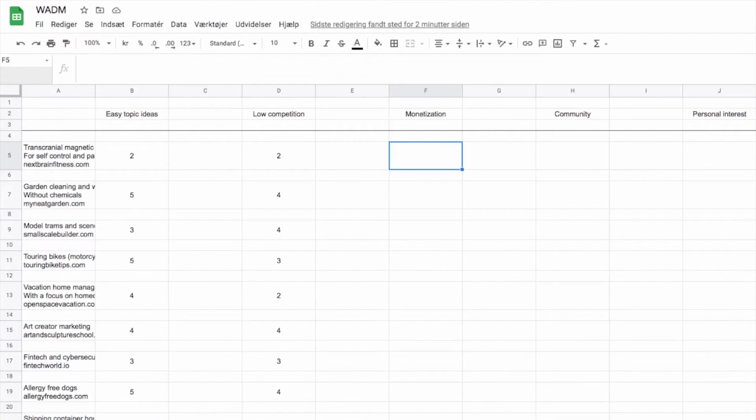But maybe doing a course on it is going to be difficult. So I'm not going to give it a 5, even though the product seems to be good and a very good price. I'm going to give it a 4 anyways, because I know there is going to be something about it. Gardening is definitely going to have a 5. You can do pressure washers, and you can go for smaller tools like shovels and everything else. Model tramps are definitely also a very product heavy niche, and you can do building courses and you can do ebooks, and I can quite easily see how that can be monetized.